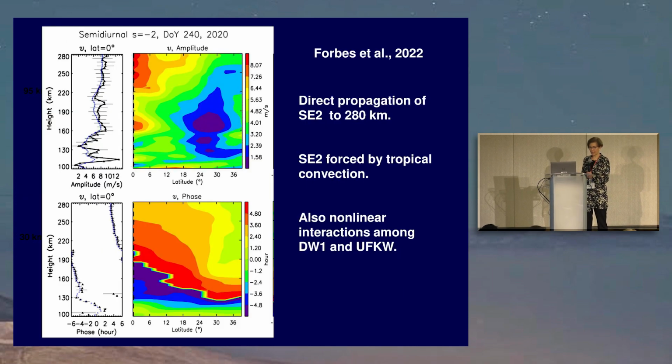And this is a recent paper by Forbes, who really pulled off a remarkable feat with the ICON MIGHTI data and analyzed the propagation of the semidiurnal tide up to between 100 and 280 kilometers, showing that this particular semidiurnal convectively driven tide also gets up to about 280 kilometers.